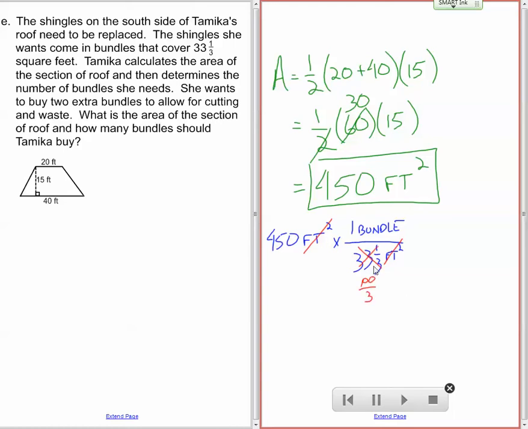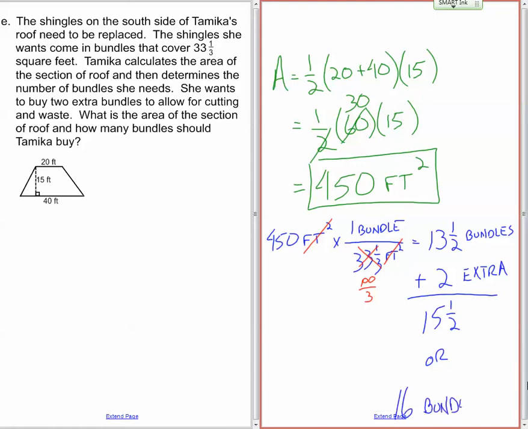There's another way to look at that. 33 1/3 is 100 thirds. So 450 divided by 100 thirds, or 450 times 3 100ths, is 13.5 bundles. But we also need to add the 2 extra bundles that she wants to buy. So we actually need 15.5 bundles. That's how many Tamika wants to buy. But they don't sell bundles in halves, so we'll buy 16 bundles.